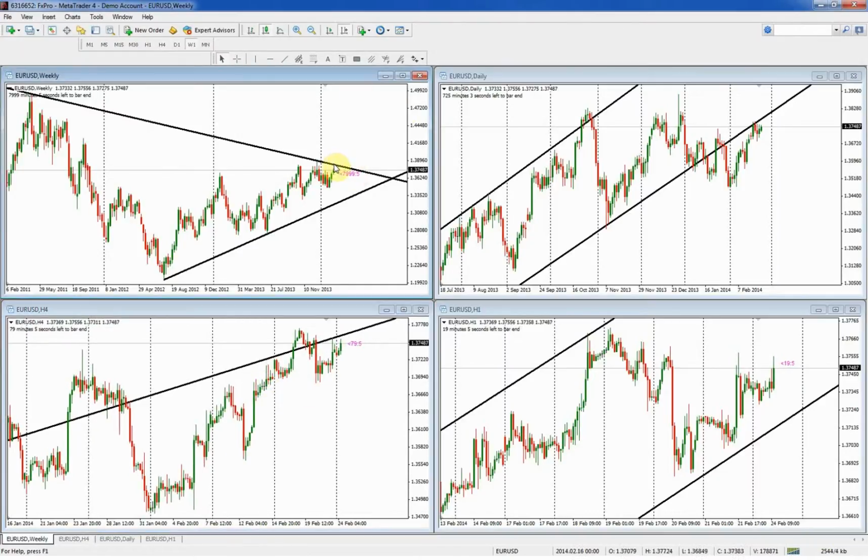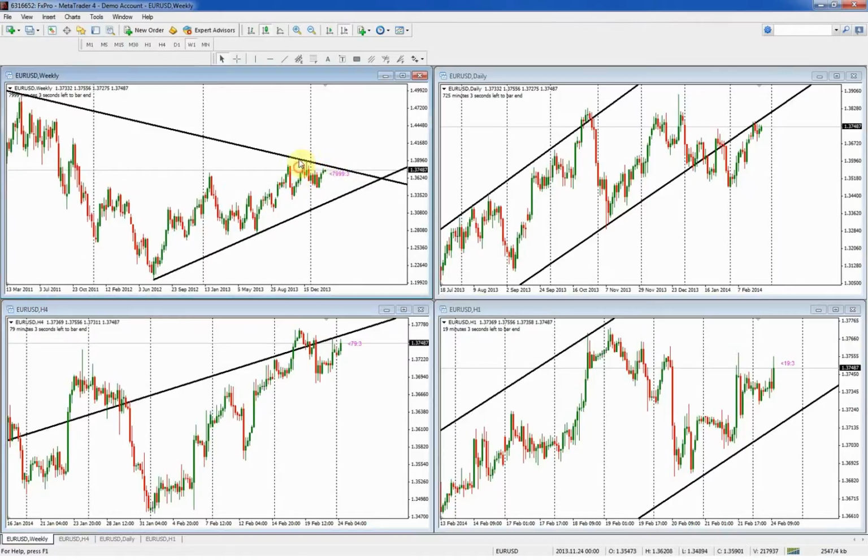37, if it does eventually break and clear that swing high up here, 38.20 is the next level to watch on the weekly for a breach, a close above that falling trend line.